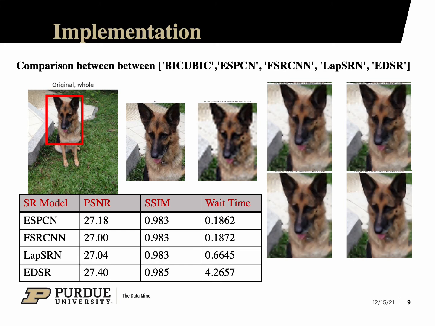So I start with comparing between different models such as bicubic, ESPCN, EDSR. So the figure on the left is the original image, and the red box indicate the part that I'm trying to zoom in to test for different model. From the form below, we can see that EDSR is having the highest performance with the highest value for PSNR. However, the wait time is the highest at the same time, which means it's having a high computational cost.